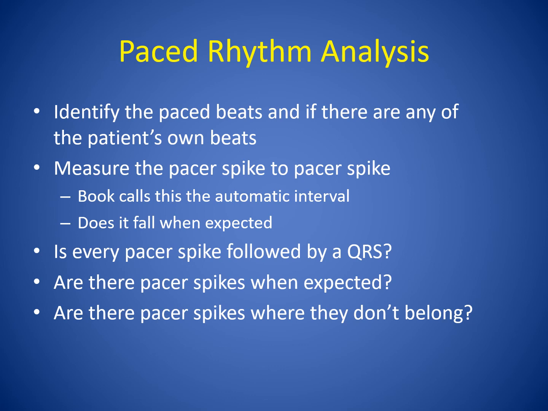We want to know if the pacer spike falls when it's expected. Is every pacer spike followed by a QRS? And are the pacer spikes where expected? Are the pacer spikes where they don't belong? Are they too close to the patient's own beat? So you would need to know what the underlying automatic interval is, or pacer spike to pacer spike.